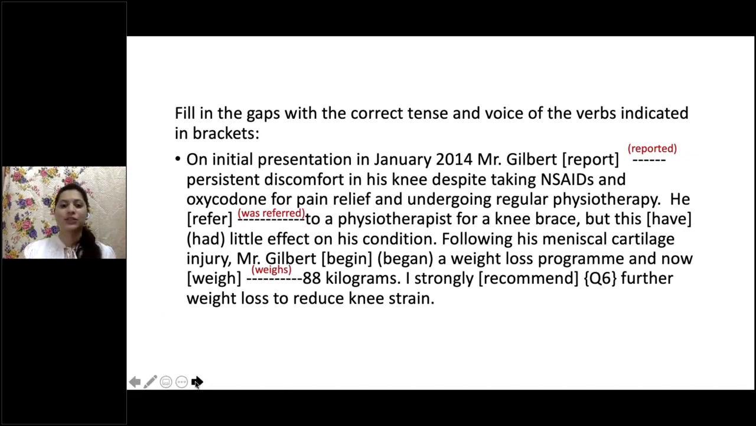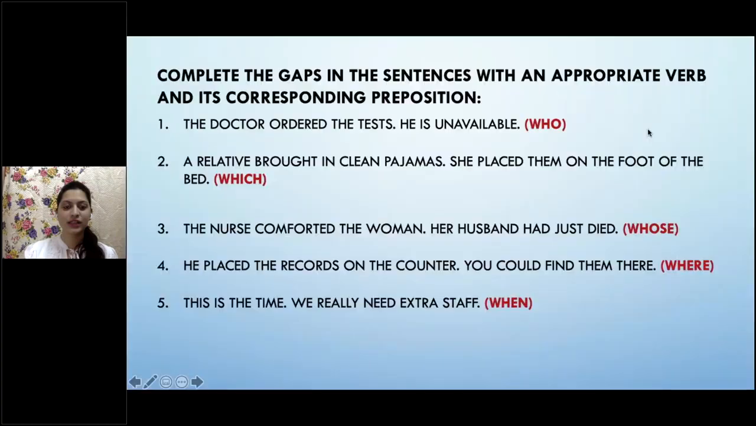So I hope people got that right. And here is another task to check your grammar. These are very basic. Hopefully you get them all right. So complete the gaps in the sentences with an appropriate verb and its corresponding preposition. You might feel that you're solving sentences that don't make sense at the moment, but once you begin to write your letter, if you just bear these grammatical forms in mind, you will get your letter right. Your letter will be basically grammatical error free.